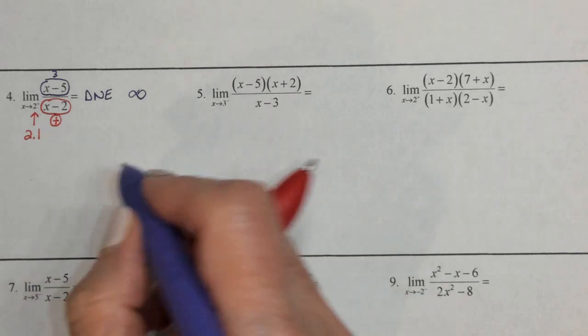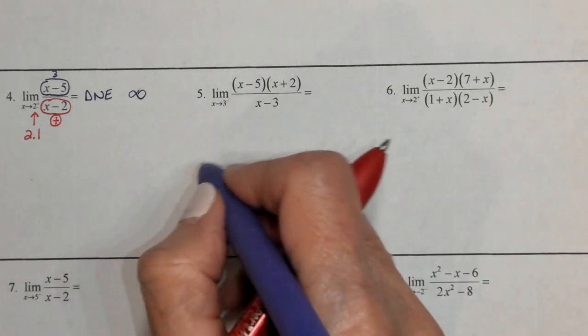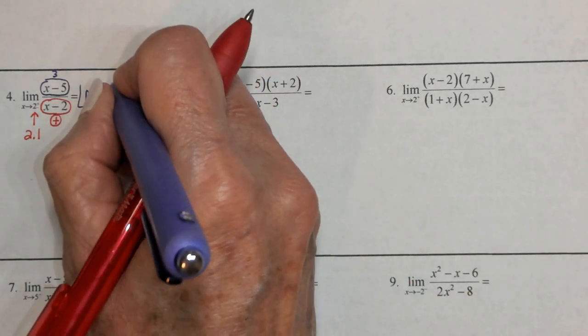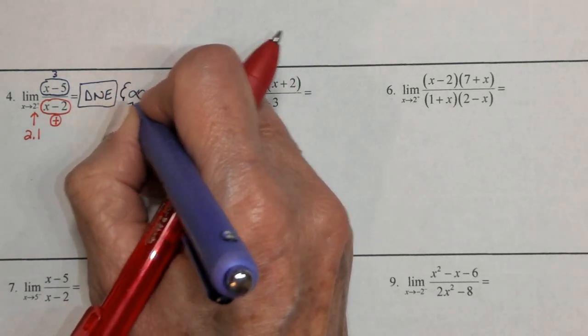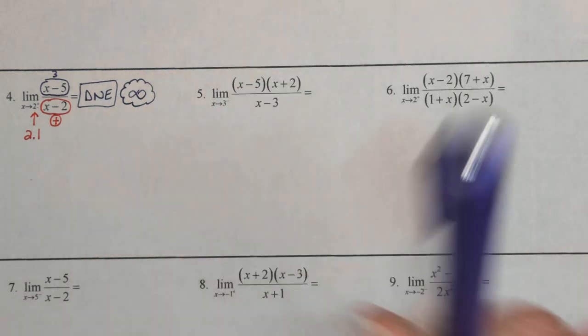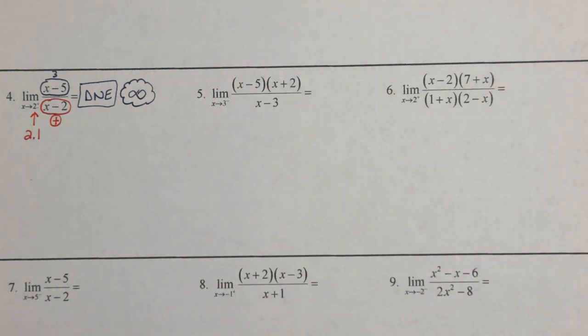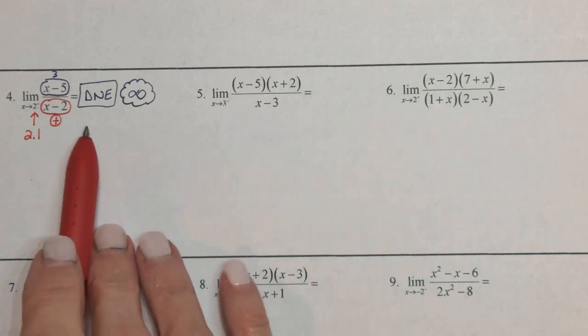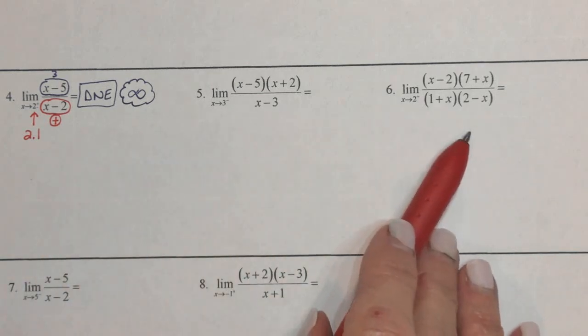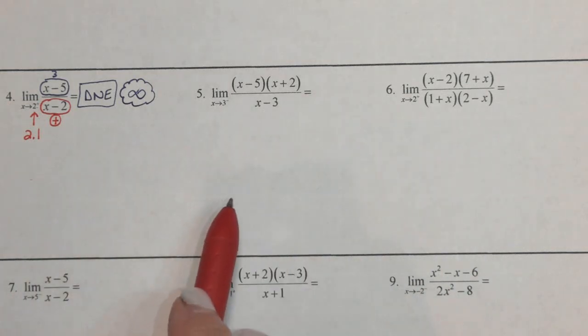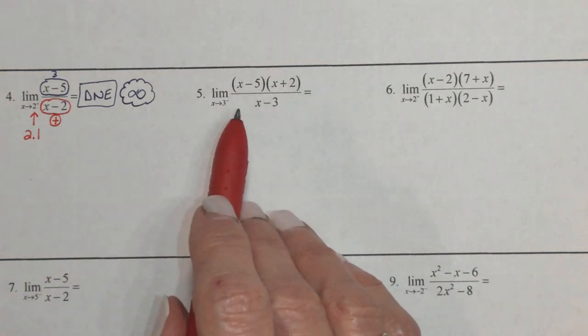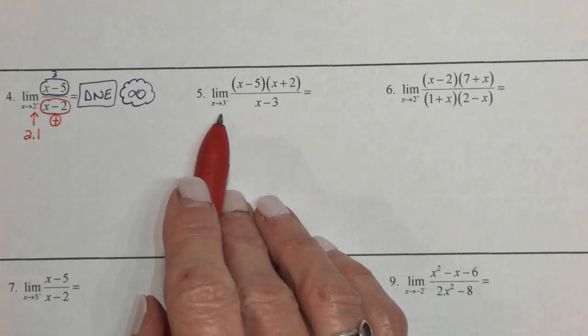So if it's not multiple choice, you are welcome to just stop with DNE. If it is multiple choice, you may need to figure out which it is, positive or negative infinity. So I'm going to go with the approach that these are multiple choice, because they will be on the test, and they will be for the AP exam as well.